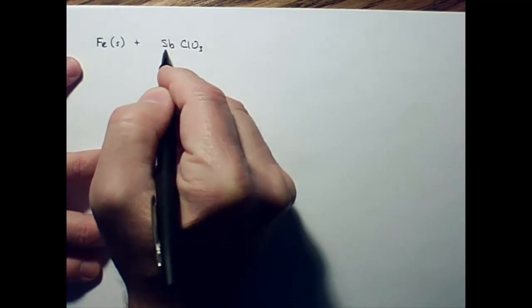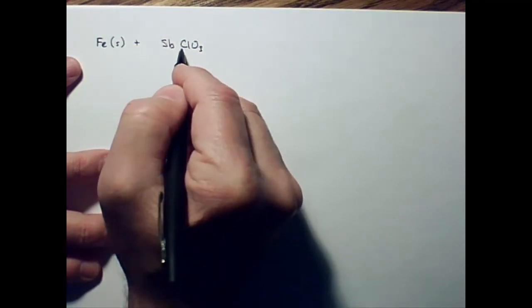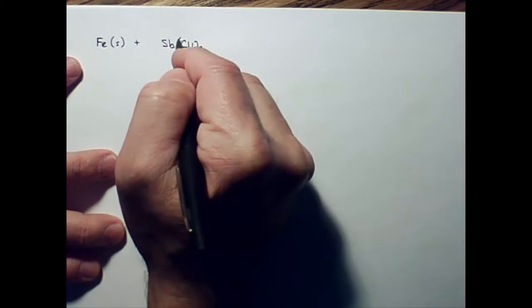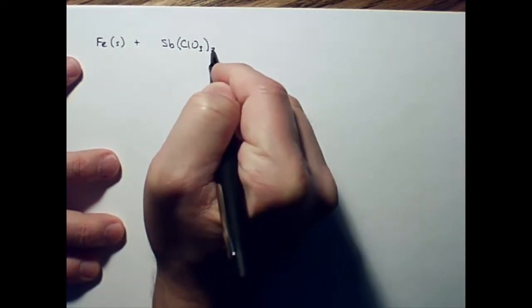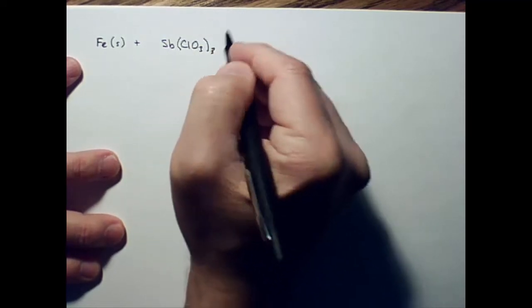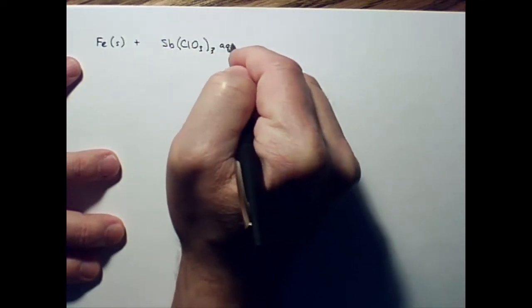Antimony, Roman numeral 3, means this has a 3 plus charge. The chlorate ion has a 1 negative charge. So to balance this formula, we need 3 chlorates. All chlorate compounds are always soluble, so we're going to show this as being aqueous.